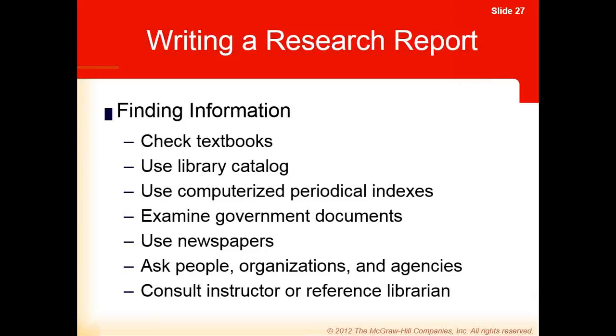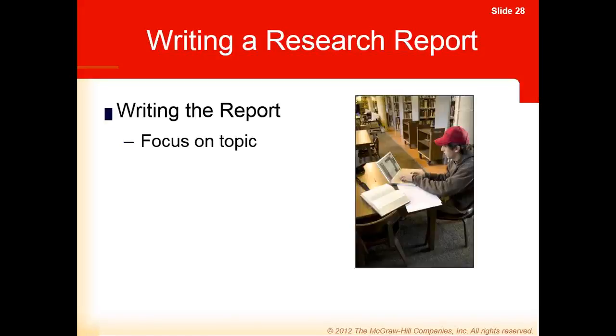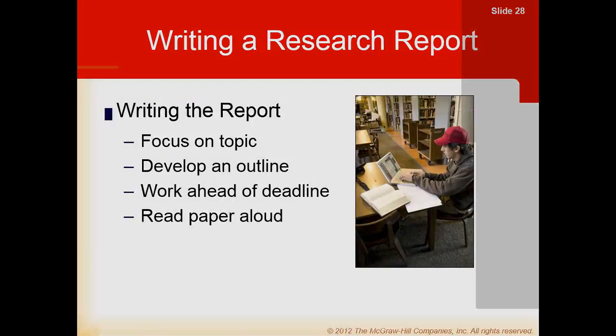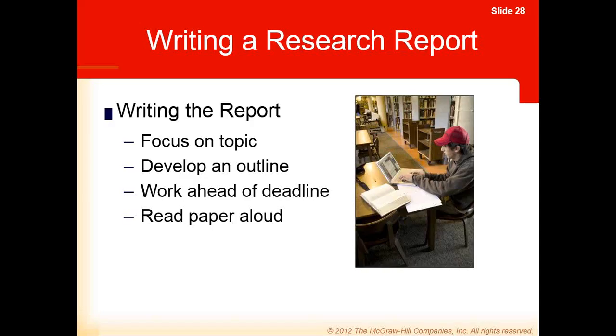So if you happen to take Sociology 252, you'll be doing some of this. There's a research paper as part of that course for the online course. So you write the report, focus on your topic, develop an outline, and work ahead of the deadline. Don't wait till 2 hours before a paper is due to sit down and try to start writing it. Read the paper aloud. That's the last thing you want to do. You might also want to have somebody proofread it for you, a friend, an acquaintance. Just get a fresh pair of eyes to look at it.